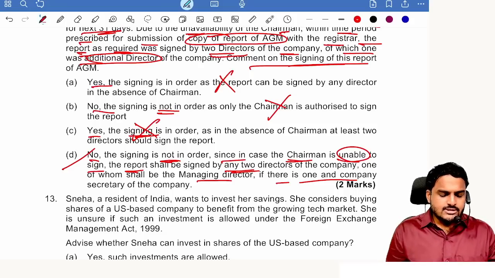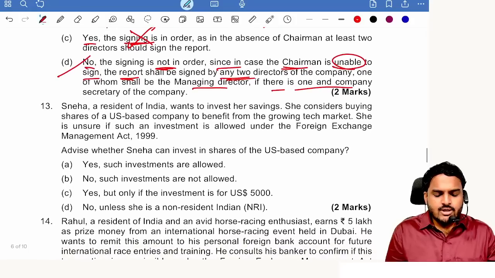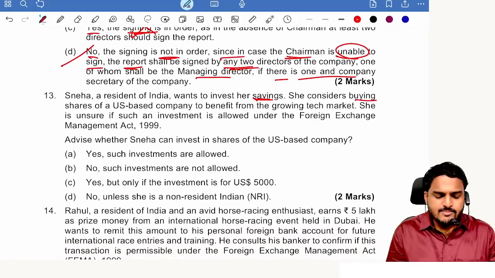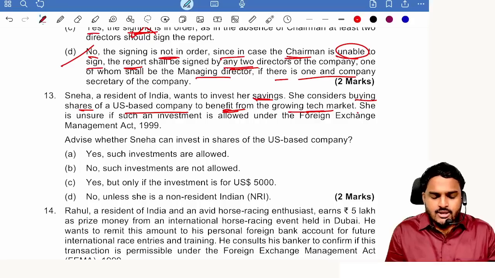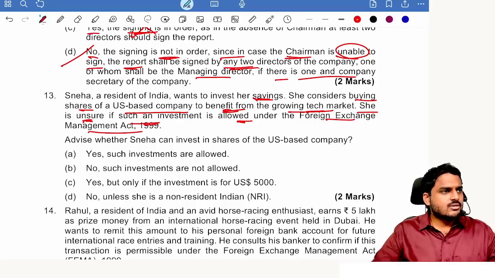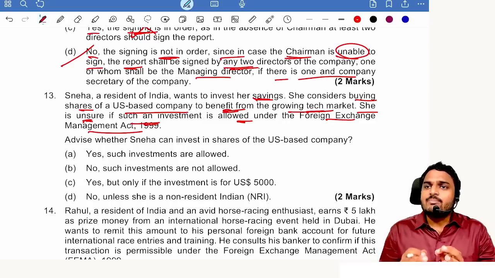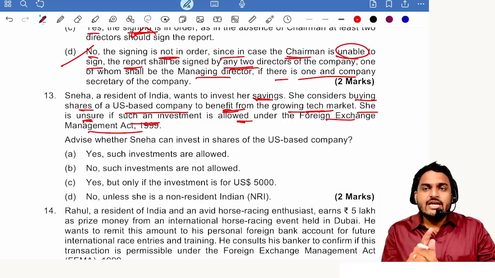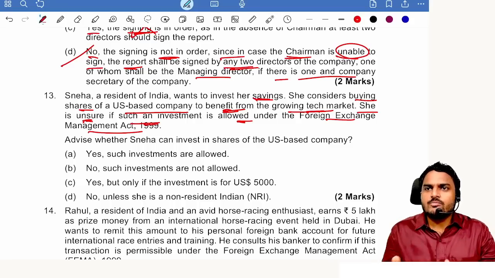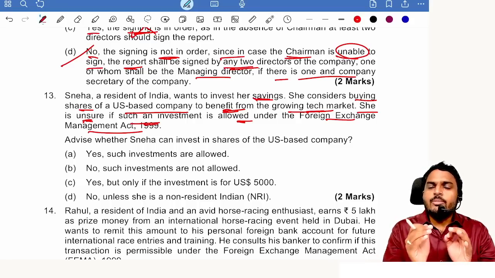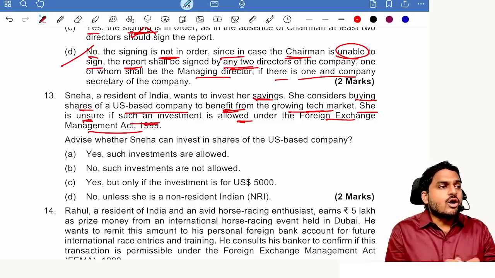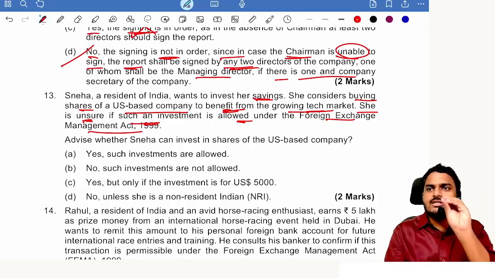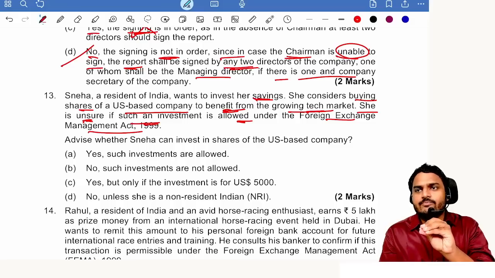Next one. Sneha, a resident of India, wants to invest her savings. She considers buying shares of a US based company to benefit from the growing tech market. She is unsure if such an investment is allowed under FEMA or not. Investments means capital account transactions. If you look at Schedule 1, by residents, investments outside India are permitted. Prohibited capital account transactions are only for non-residents. 5 transactions are there. It is for non-residents only.